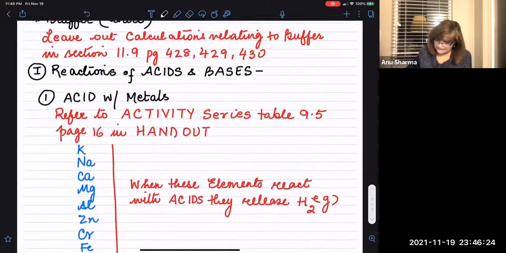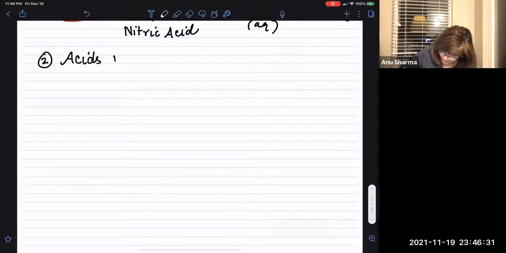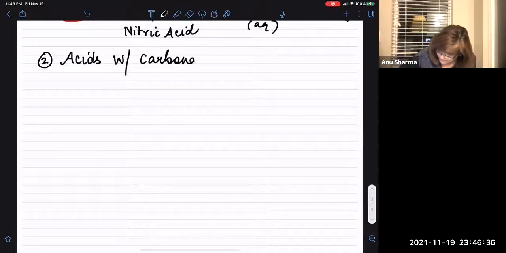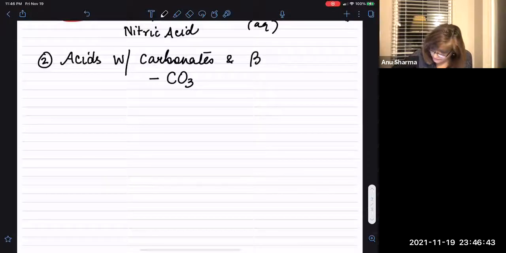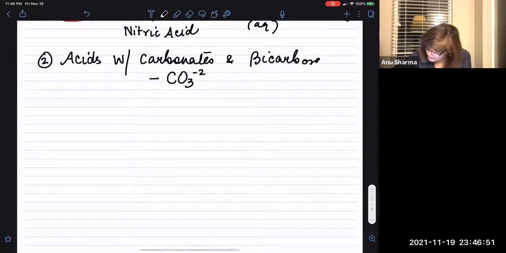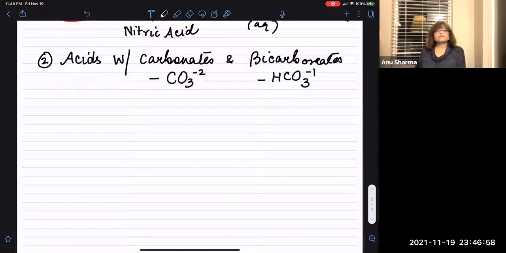Now, next is the reaction of acids with carbonates. In other words, the ones that contain CO3, and bicarbonates. Carbonates are CO3 2-. Bicarbonates are HCO3 1-.